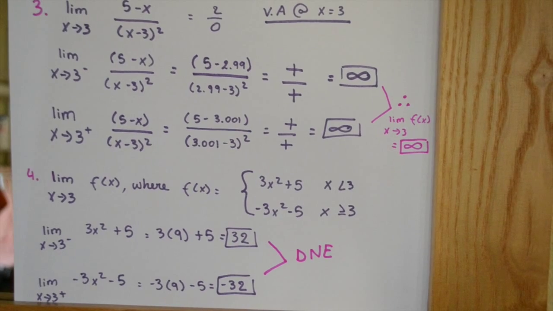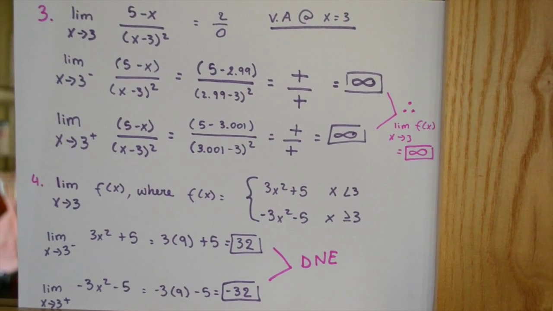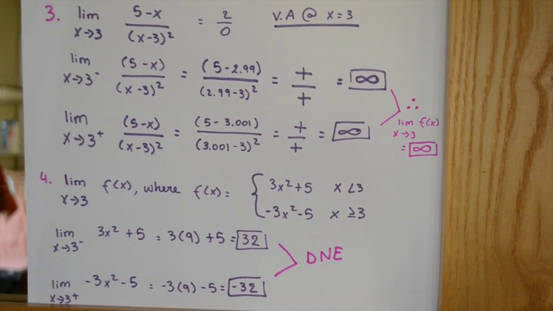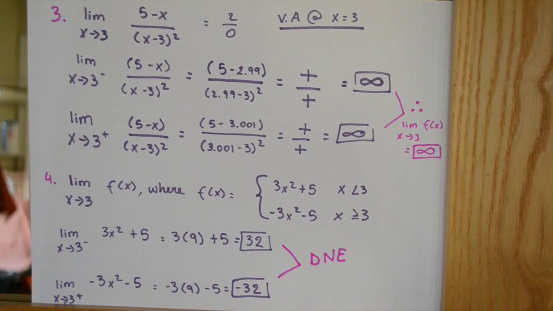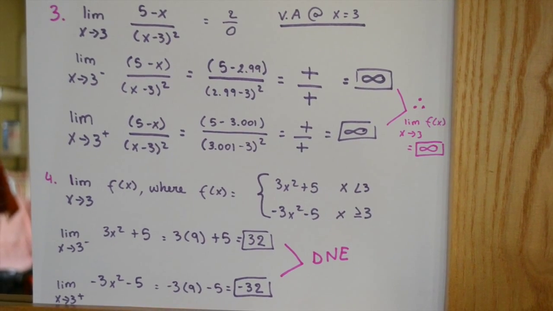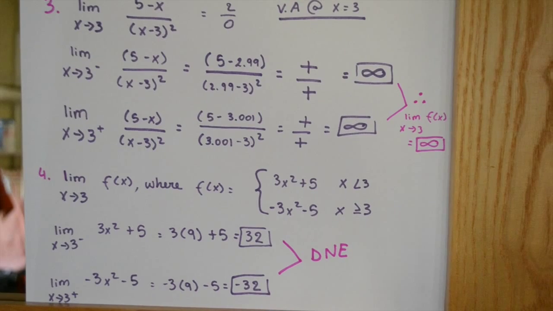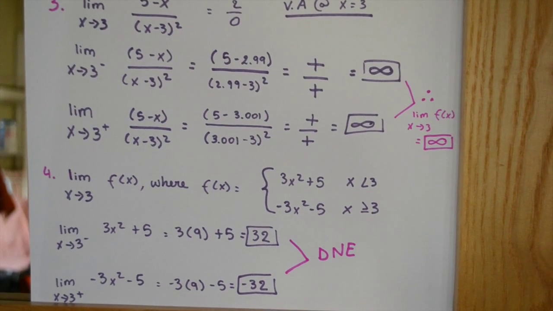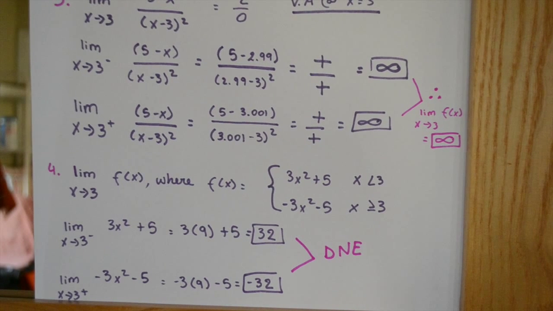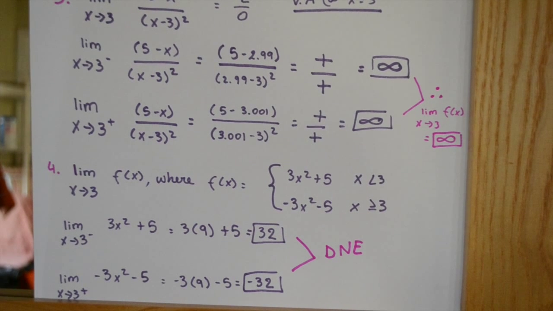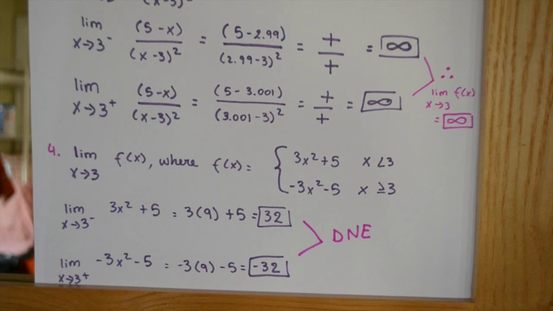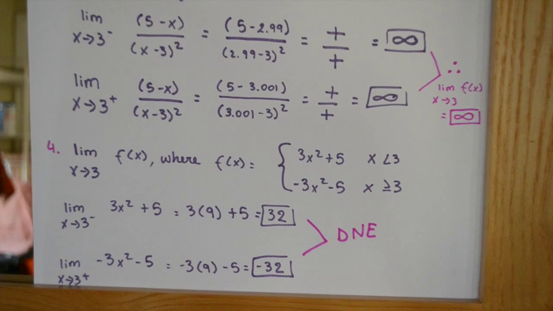So for the first part, for 3 from the left, you get positive infinity because it's a positive sign over a positive sign. And then for 3 from the right, you get a positive sign over a positive sign, which is also positive infinity. Therefore, the limit of f of x as x approaches 3 is equal to positive infinity.